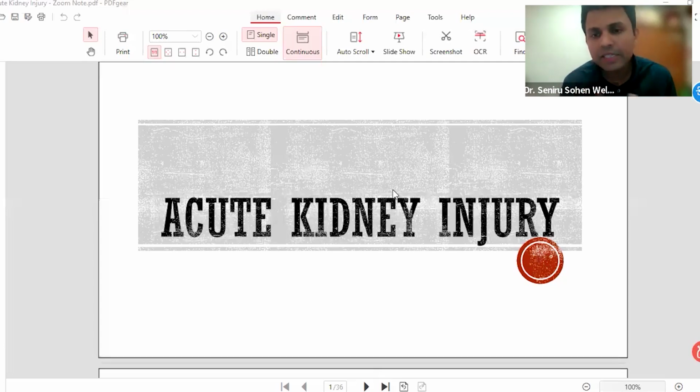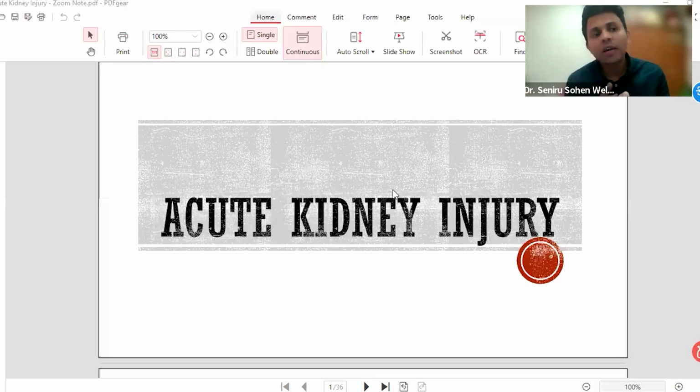So based on all these, we have staging categories of AKI. Various staging categories have been used. Earlier, what we used to have was the staging category called the RIFLE criteria: R for risk, I for injury, F for failure, L for loss, and E for end stage. And we also have a criteria called the AKIN criteria. But the criteria that we now use is known as the KDIGO criteria, the Kidney Disease Improving Global Outcomes criteria. This is the criteria that we use for both AKI and for CKD.